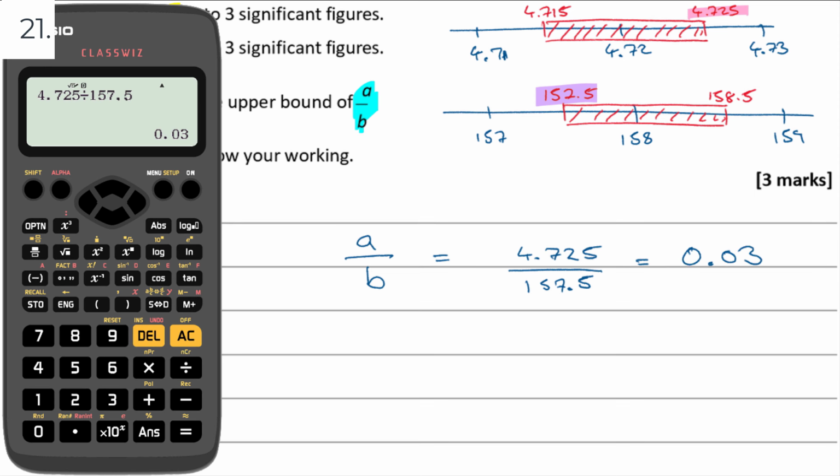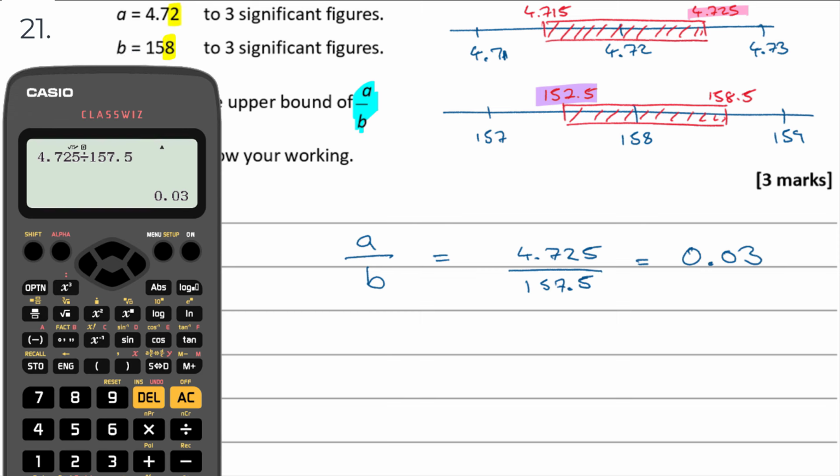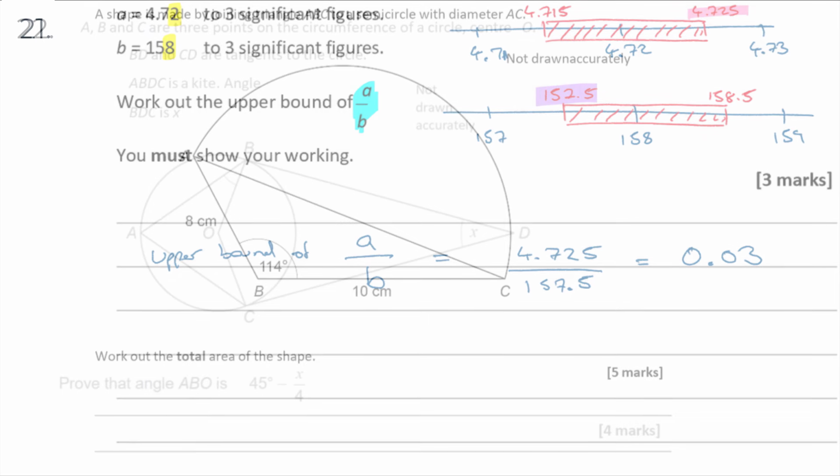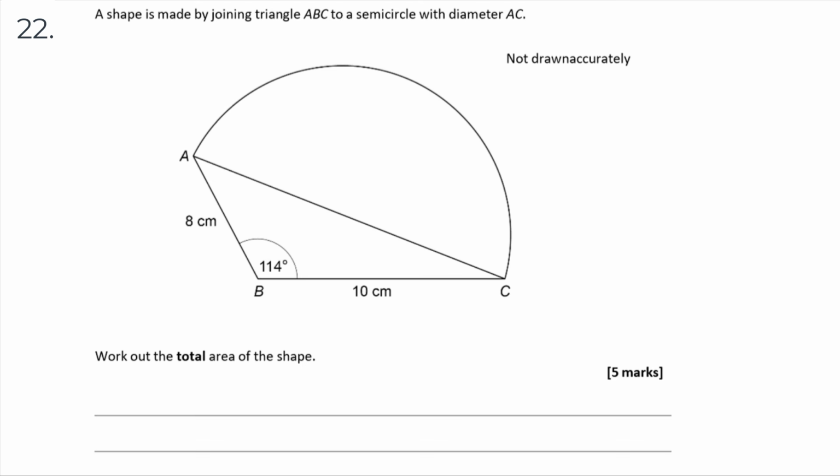Okay, so that is my upper bound. So that is my upper bound of A over B. It's 0.03. Okay. A shape is made up by joining a triangle ABC to a semicircle with diameter AC. Work out the total area of the shape.